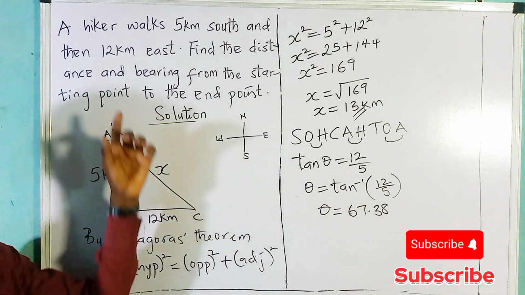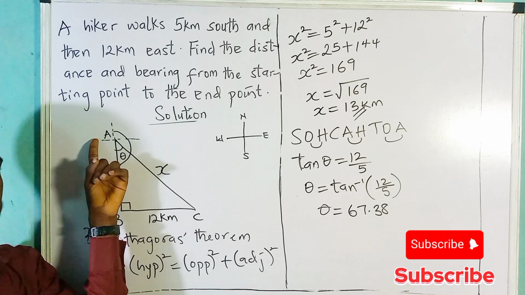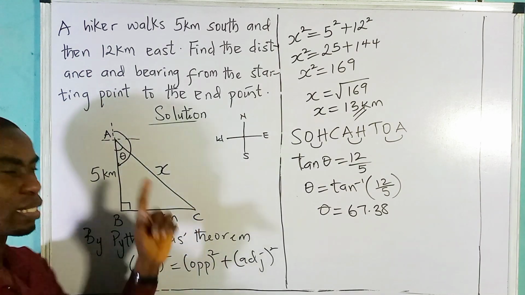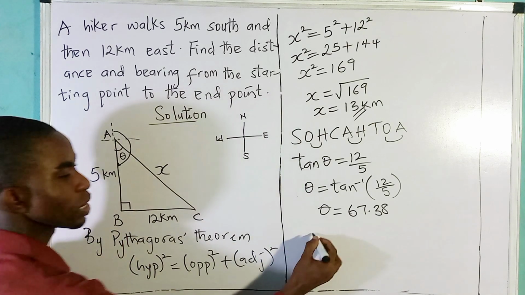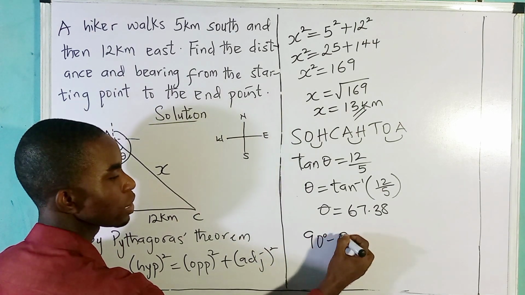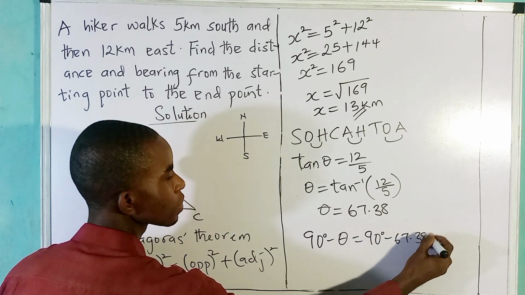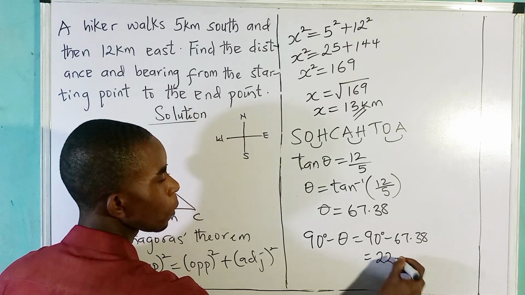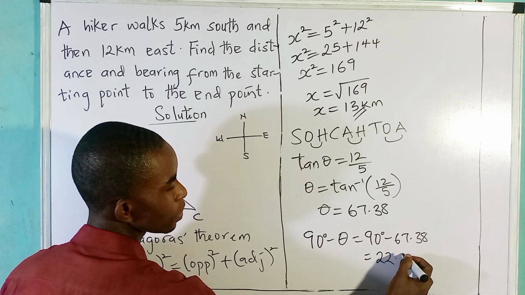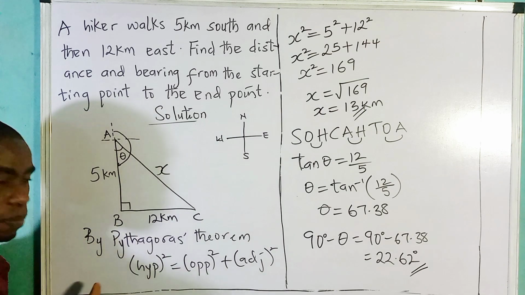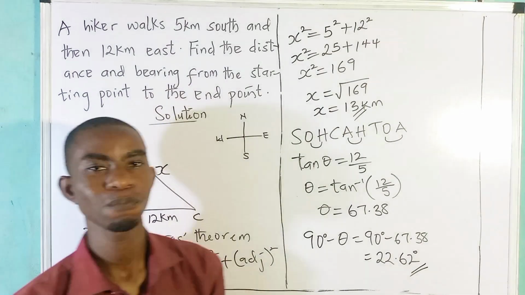But to get the bearing from A, the starting point, to the end point C, subtract theta from 90 degrees. So 90 degrees minus theta is 90 degrees minus 67.38, which is 22.62 degrees. That's my final answer.